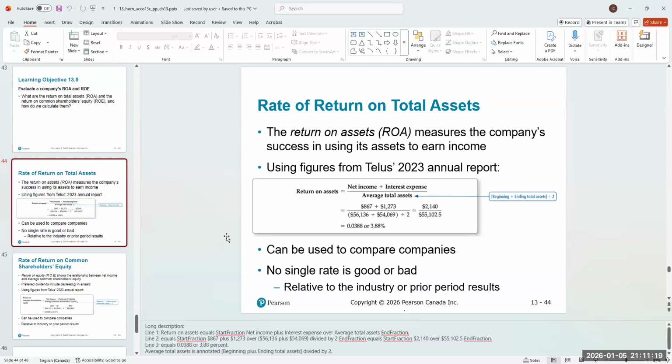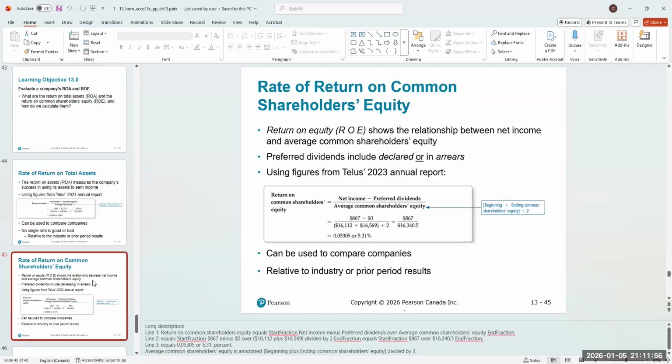Since no single rate is good or bad, what we have to do is compare that rate to the industry or the previous year, which we're going to do in chapter 18 at the very end of the course. Then we're going to talk about whether this is a good thing or a bad thing for this company. Return on total assets and return on common shareholders' equity are not going to be tested too much in this part of the course. We're going to leave those for the end when we're doing the financial ratio analysis.